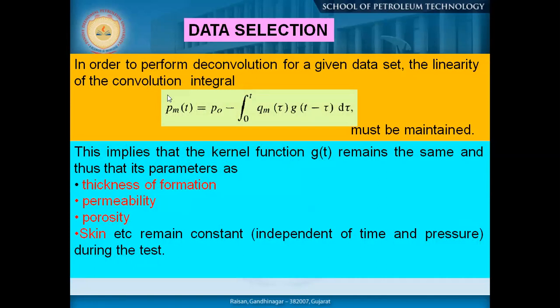That formulation we have seen earlier is actually a convolution integral. Once you do a deconvolution, that will give you some input. This implies that the kernel function g(t) remains the same, and thus its parameters, such as thickness of formation, permeability, porosity and compressibility, remain constant. That we have to make linear. Then we get the response function, and it will be proper to utilize this deconvolution for estimating the specific parameters of a reservoir.